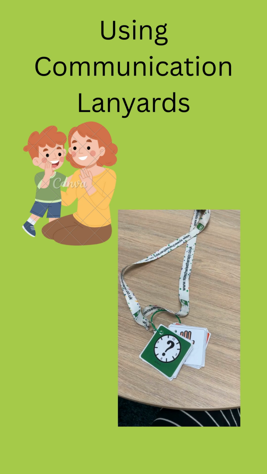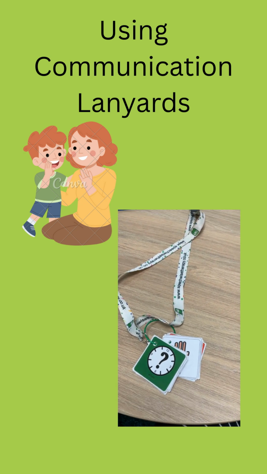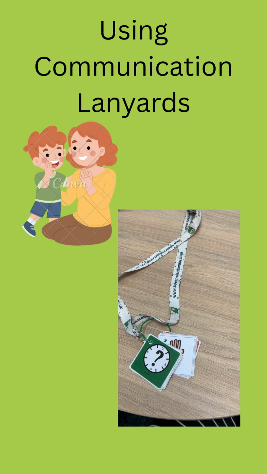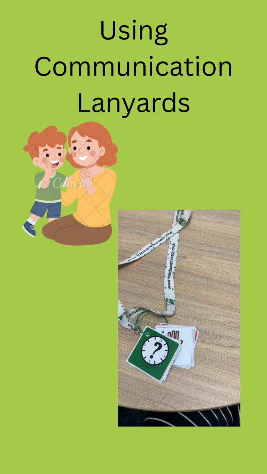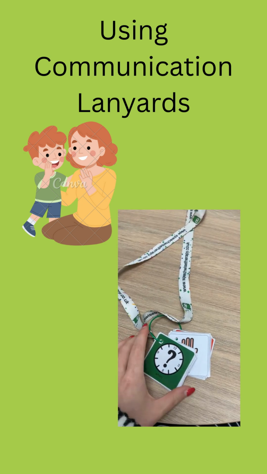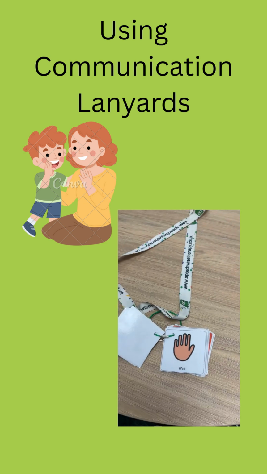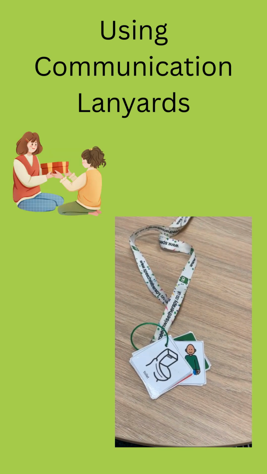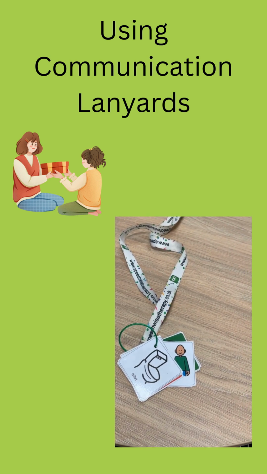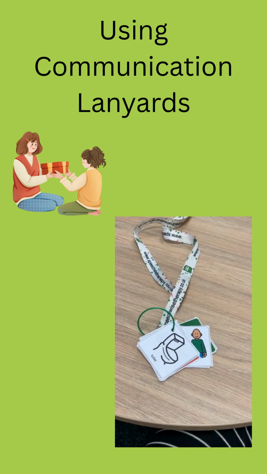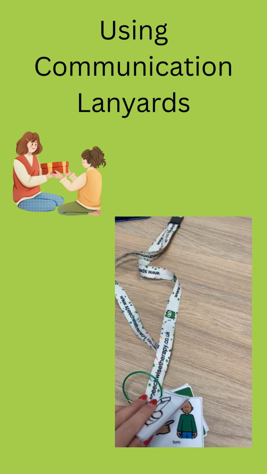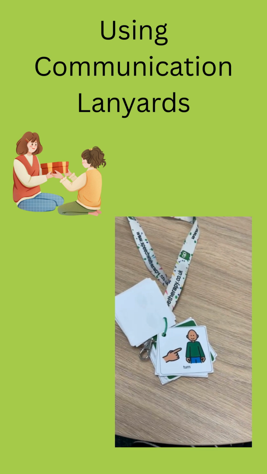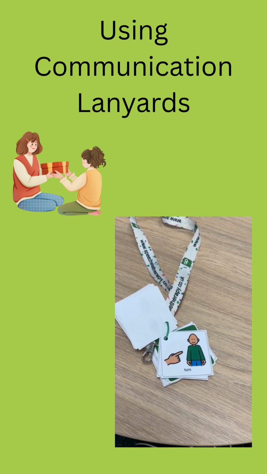You can use a communication lanyard by showing children symbols whilst talking to them. For example, if you're playing a turn-taking game, you could show the symbol "wait" when it's not their turn. You can also show symbols alongside giving instructions. For example, you can find the turn symbol and say, "It's your go," or "It's your turn."